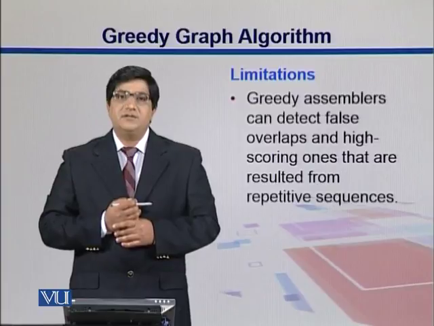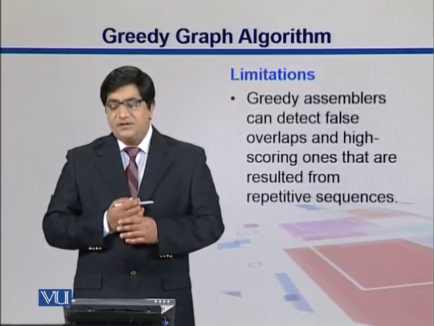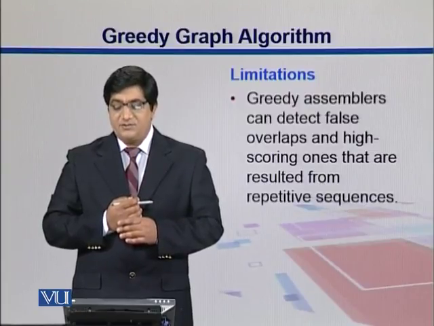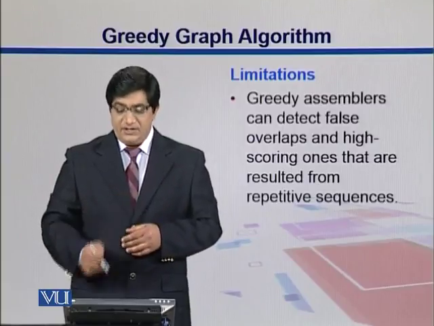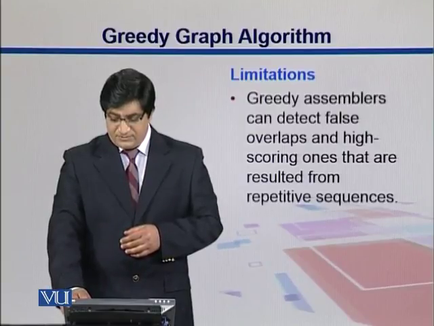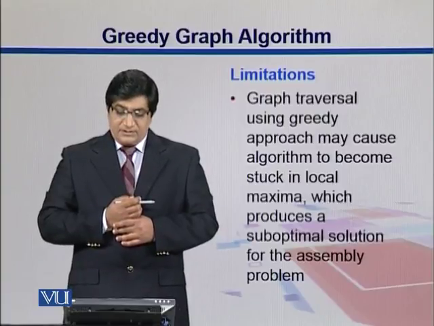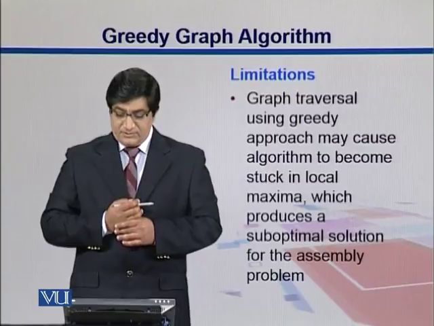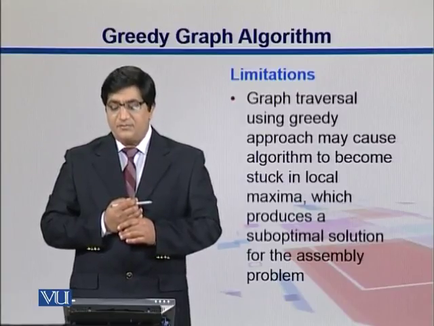Obviously, this simple and greedy approach has some disadvantages. The disadvantage is that it can detect false overlaps, and we can have high scoring ones that are maybe coming from repeats. So this is the place where this algorithm tends to fail. There is another limitation: graph traversal may cause the algorithm to get stuck in local maxima, which produces suboptimal results.